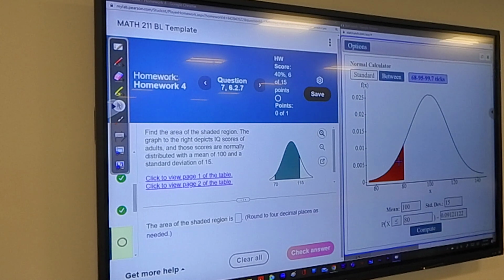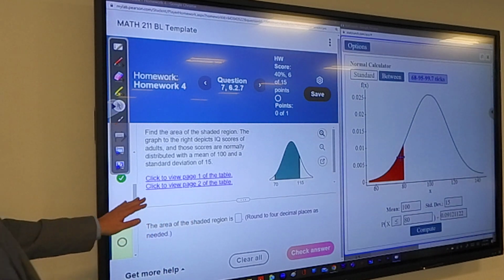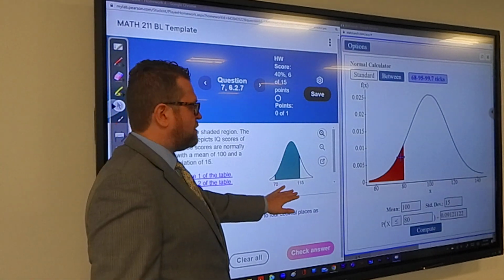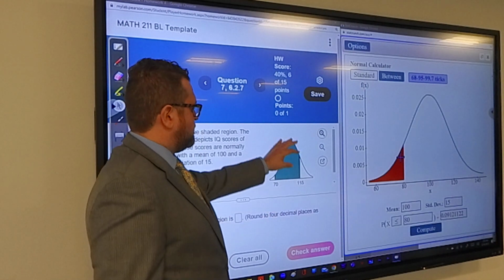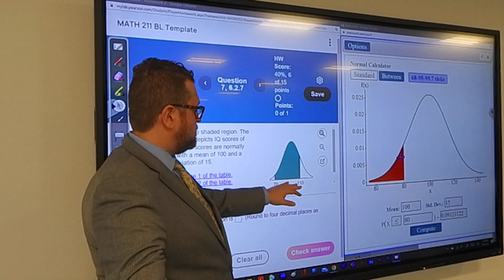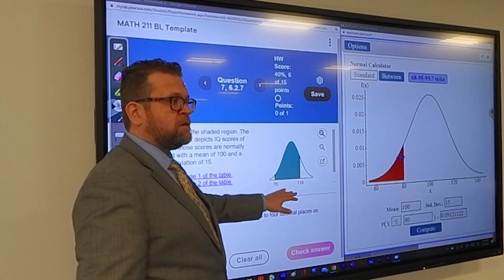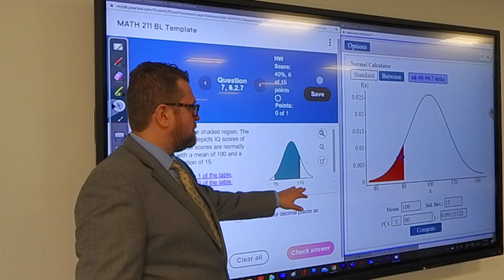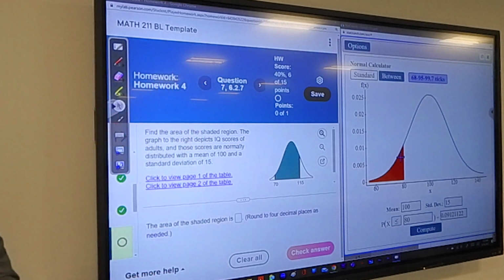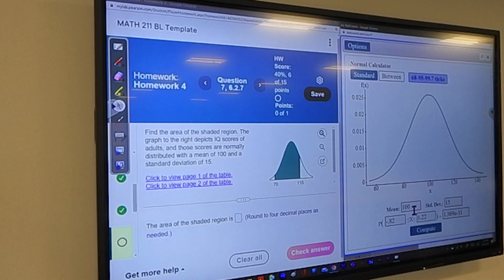What is the statement that interprets this picture in terms of probabilities of IQs? This area is equal to the probability the IQ is greater than 70 but less than 115, or between 70 and 115. So then I can change my calculator to between. I can tell it those two IQ scores.